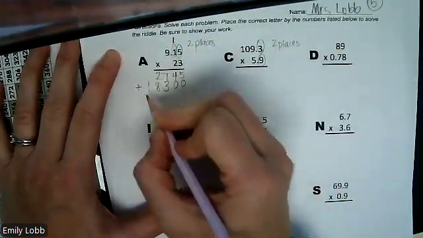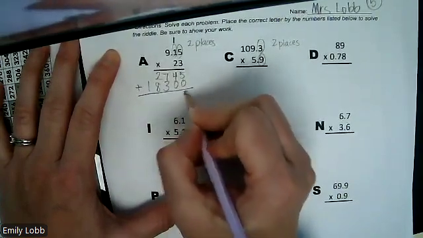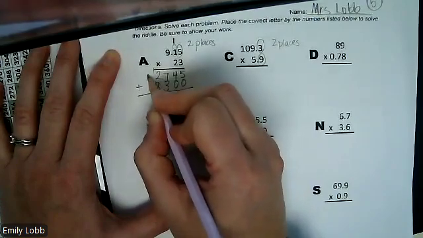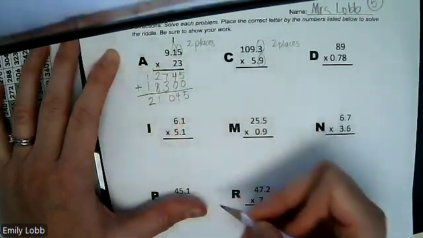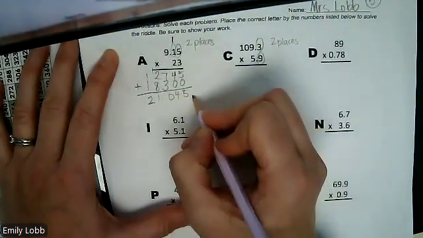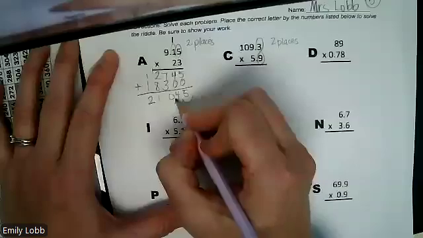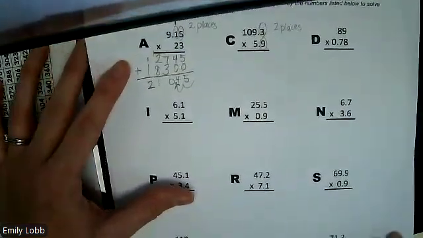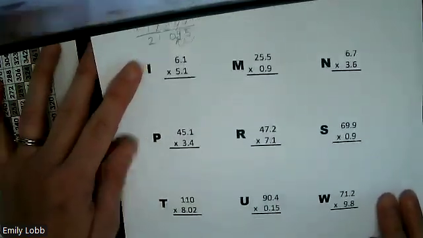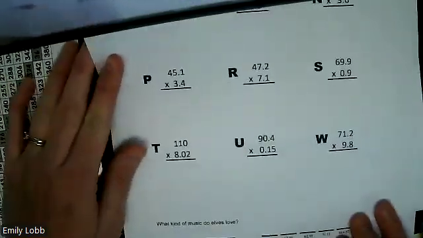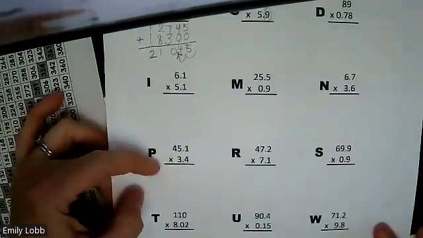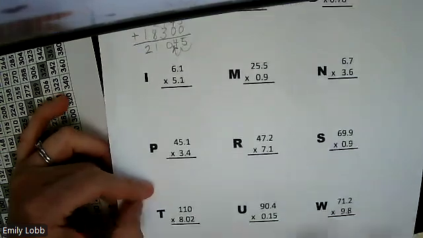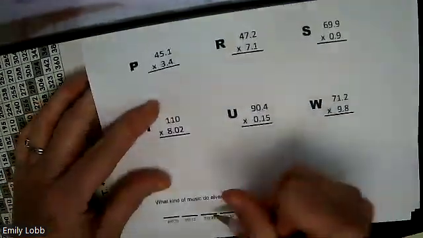So I'm going to add these up. 5, 4, 10, 11, and 2. Now I'm counting 2 places. 1, 2. There's my decimal. 210 and 45 hundredths. You're right. These don't give you a good mix of how many places. All right, 210.45. So the A is going to go here.